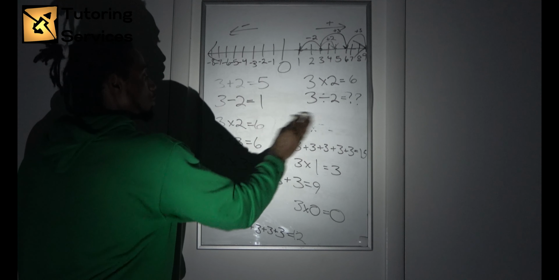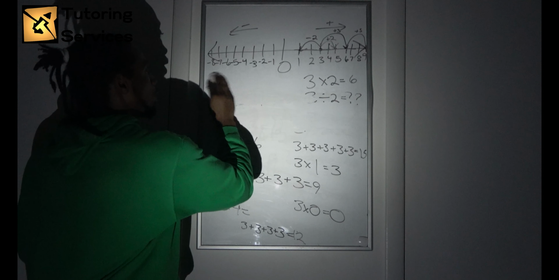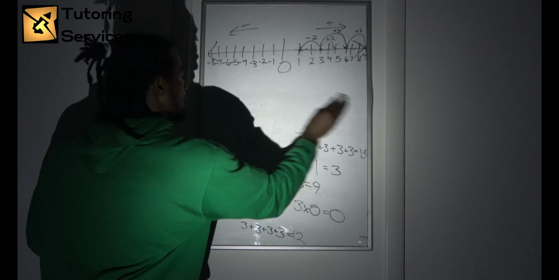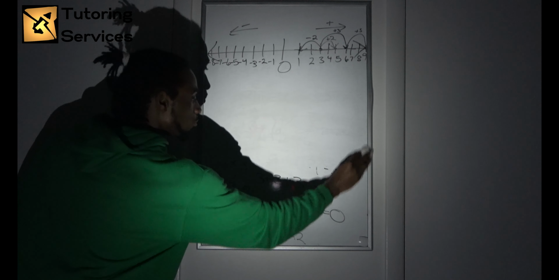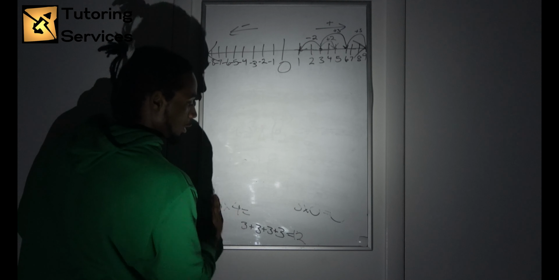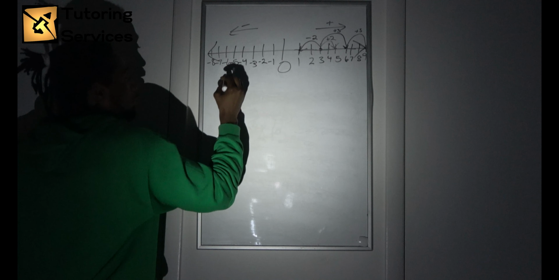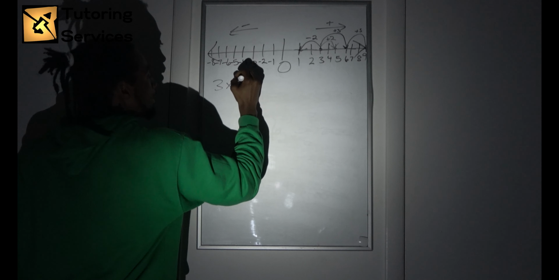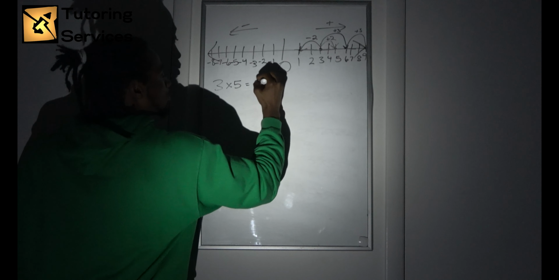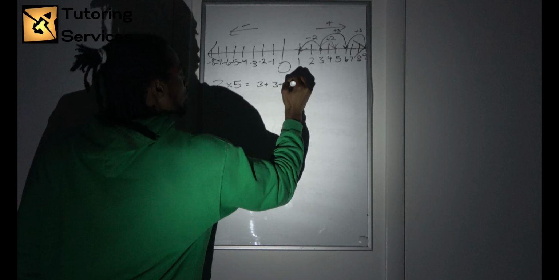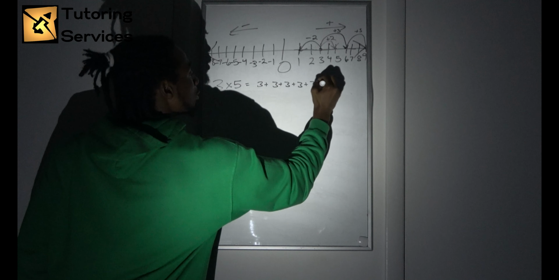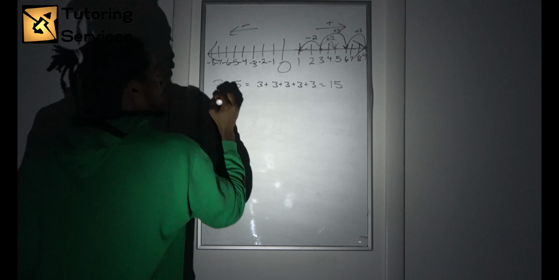So it's always good to remember. In case I confused anyone, I'm going to run it again and show y'all the patterns. 3 times 5 equals 3 plus 3 plus 3 plus 3 plus 3, which equals, we know, 15.